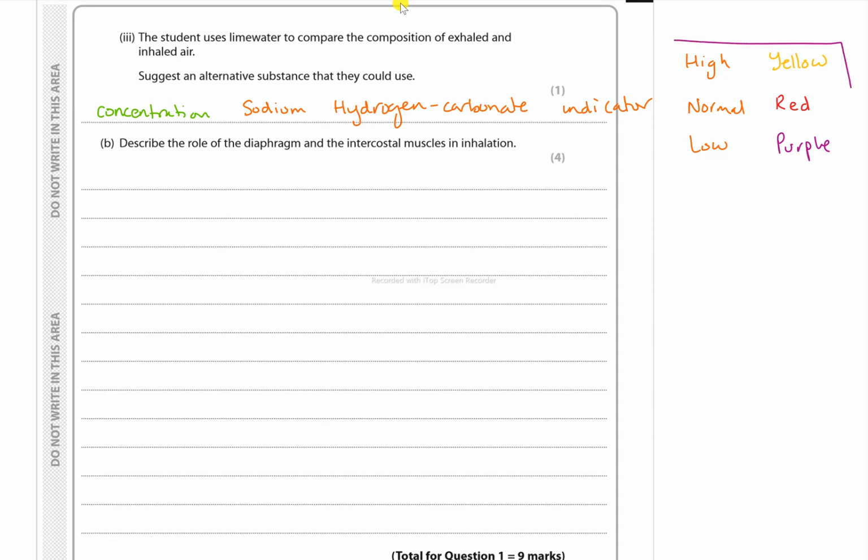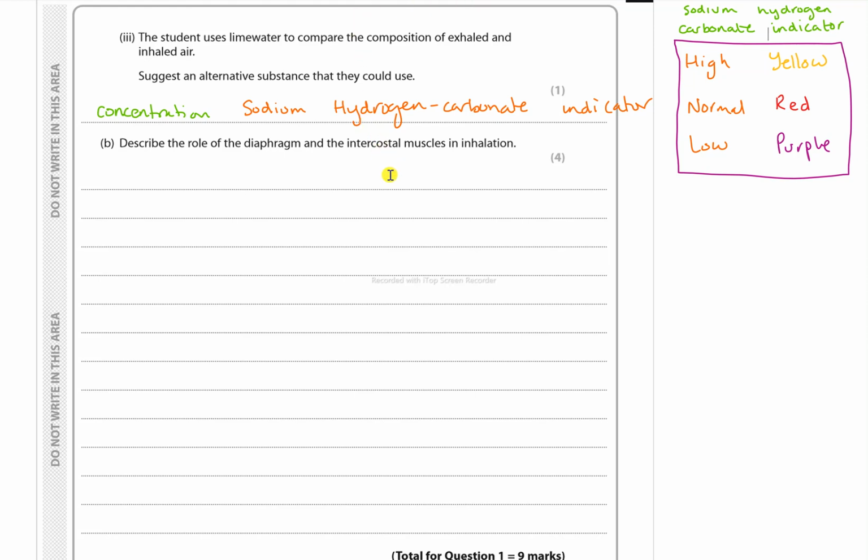Again, that's a good one to know. So that's sodium hydrogen carbonate indicator. There you go.